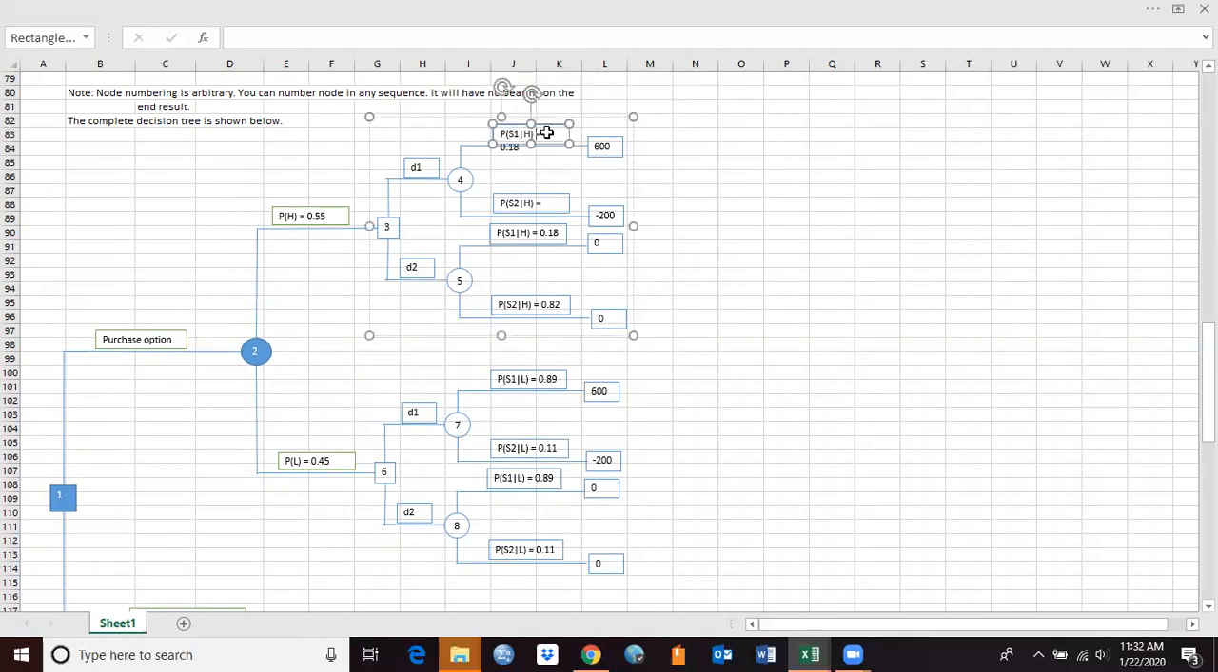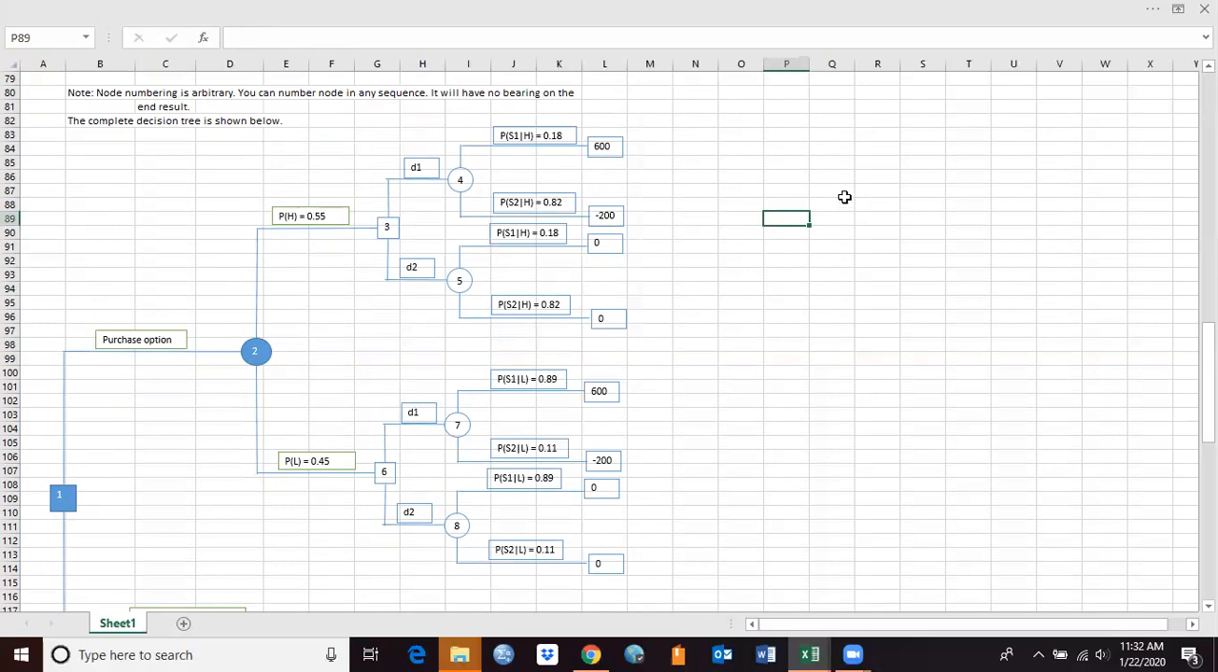So let's see, I can go ahead and put 0.18. Okay, it already had it there. So let me undo this one. I should have just made it a little bigger. Okay, so this is how you would draw the diagram.